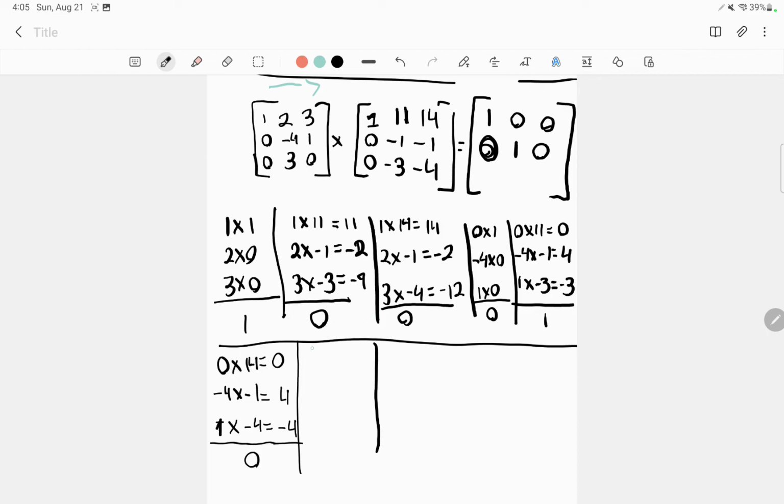Now the next one's going to be the final row on the first one. We're almost there. We just need 3 more. So we're going to start with 0 times 1, then 3 times 0, then 0 times 0. Okay, this is 0, this is 0, this is 0, so my answer is 0.